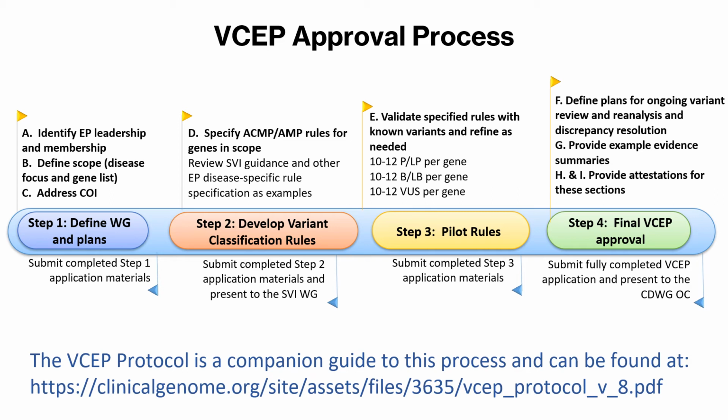I'd like to note that a companion guide to submitting a VCEP application, called the VCEP Protocol, serves as a detailed manual for completing the steps of the VCEP approval process. I'm going to step through some of the highlights, but you'll be able to access all of this information in more detail and with links to all the resources you need to complete these steps in the VCEP Protocol. We highly recommend that VCEP chair or chairs, coordinator, and any other key personnel read the VCEP protocol thoroughly before beginning the application process, and we also encourage you to communicate frequently with the CDWG Oversight Committee about any questions that arise during this process.